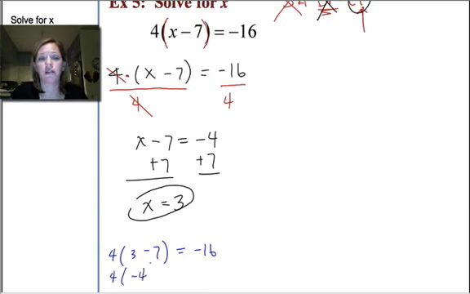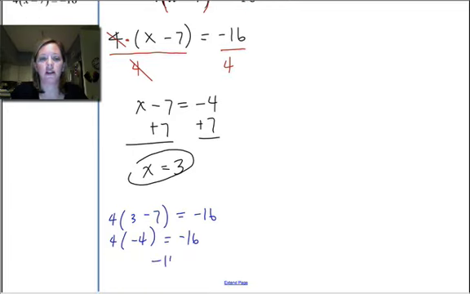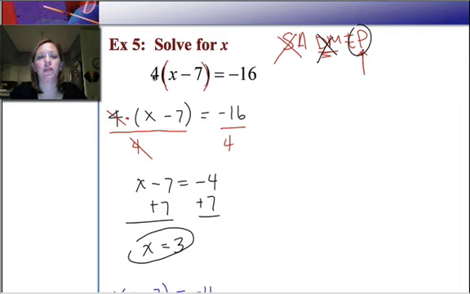equals negative 16. So do what's in the parentheses first. 3 minus 7 is negative 4. And 4 times negative 4 is, of course, negative 16. Negative 16 equals negative 16. Totally good to go. Now I told you there were two ways to solve this equation. One way was to divide both sides of the equation by 4 first. Save what's in the parentheses and undo that last.